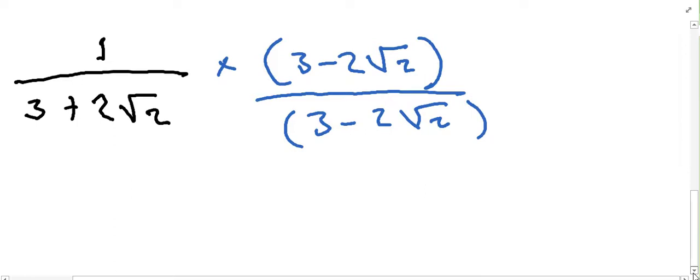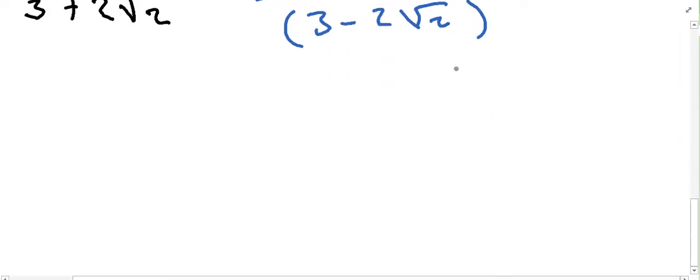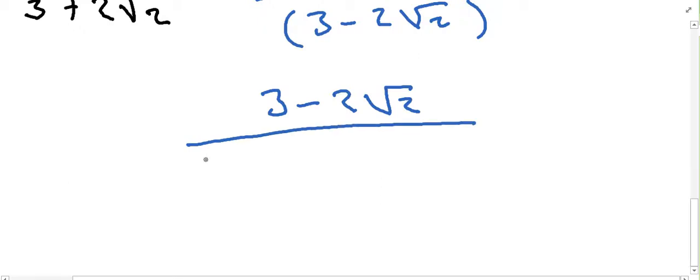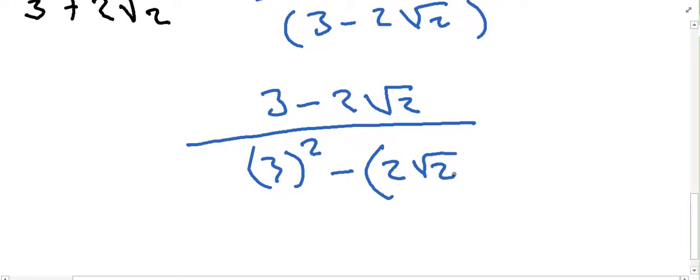Okay, so let me quickly work it out. On top, when you multiply, it's going to be 3 minus 2 square root 2, over, this is a difference of two squares, so it's the same as 3 squared minus 2 square root 2 squared.